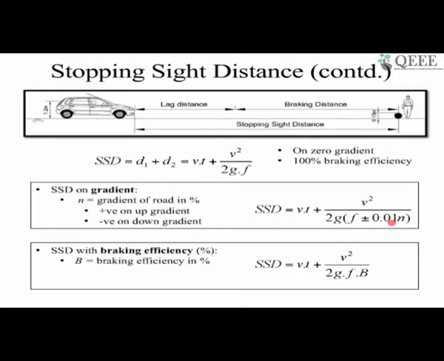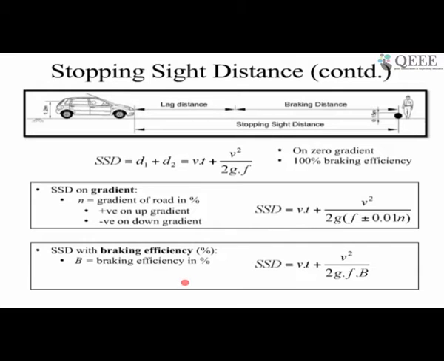Now, if you are going in the ascending gradient, the distance you require is less. If you require less distance, that means the denominator is going to be more. So in that case, it should be plus. The ascending gradient plus, descending gradient negative. If you put it accordingly, your distance is going to be adjusted, and based on that you need to find out the stopping sight distance.